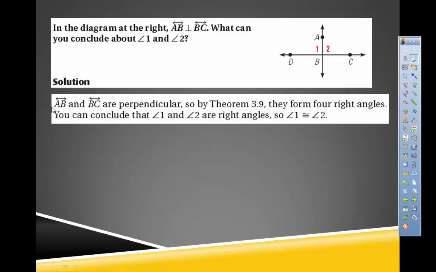Well, let's see what they say. AB and BC are perpendicular, so by theorem 3.9, they form four right angles. So you conclude that they are right angles. Okay, sounds good.